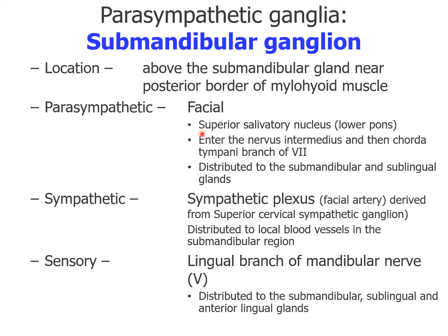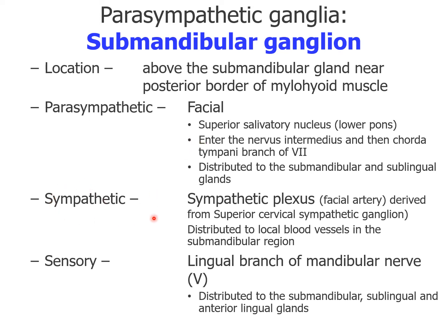The parasympathetic fibers originate in the superior salivatory nucleus in the lower pons, enter the nervus intermedius of the facial, and then the chorda tympani branch of the facial nerve. The chorda tympani branch carries these fibers to the submandibular ganglion, and the postganglionic fibers are distributed to the submandibular and sublingual salivary glands through the lingual branch from the posterior division of the mandibular branch of the trigeminal. So preganglionic through chorda tympani, postganglionic through the lingual branch of the mandibular.